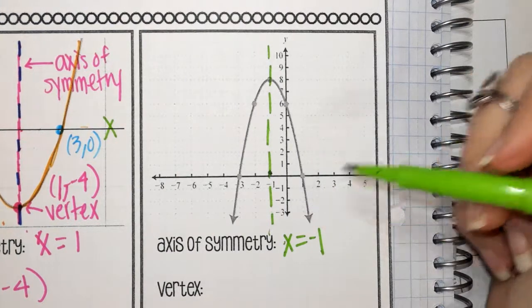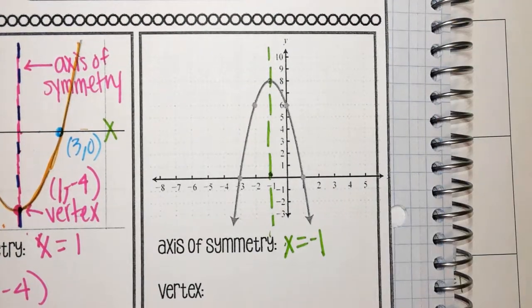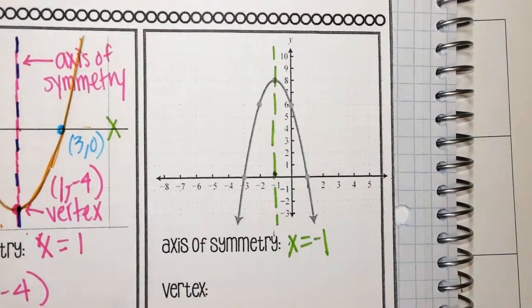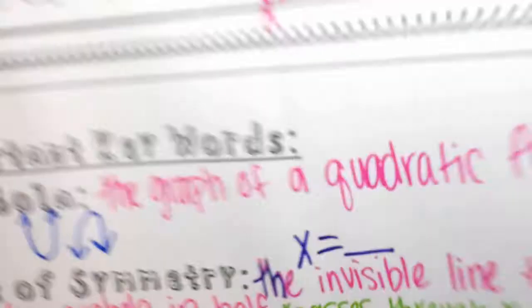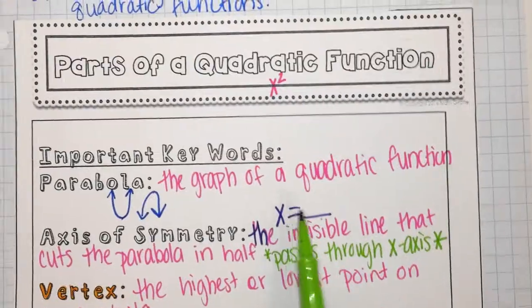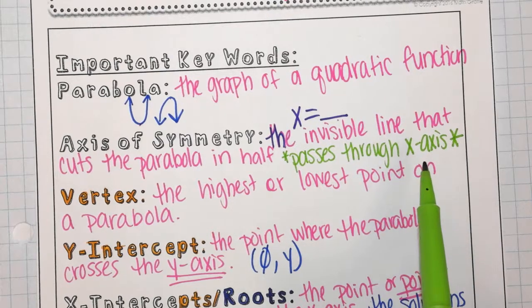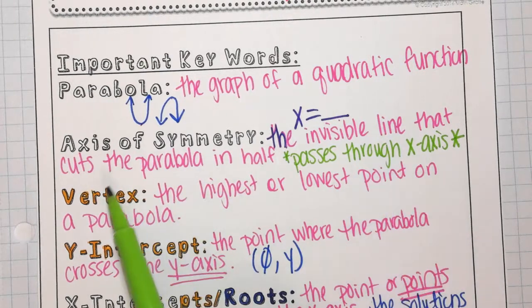Okay, what is the axis? The axis of symmetry is the invisible line that cuts the parabola in half, and it passes through the x-axis. Is everybody with me on what this means?